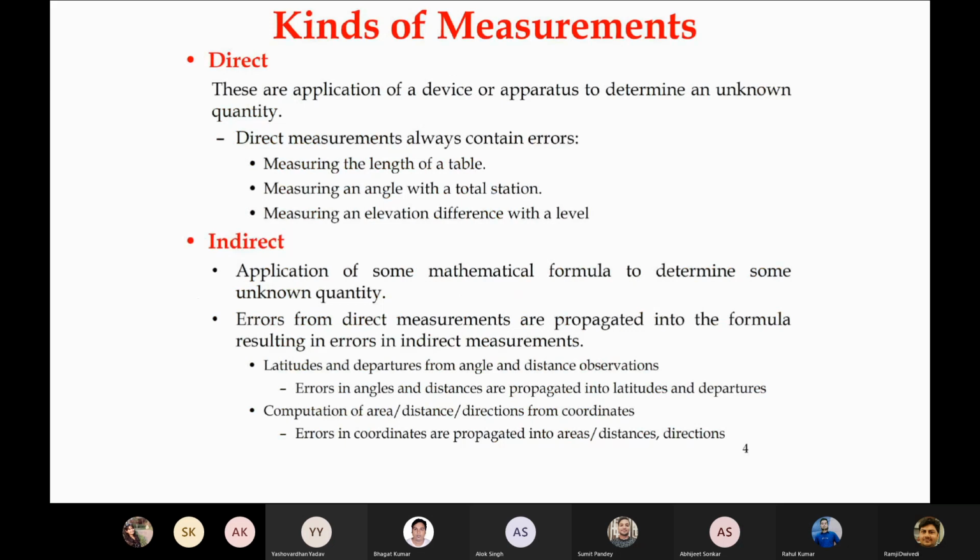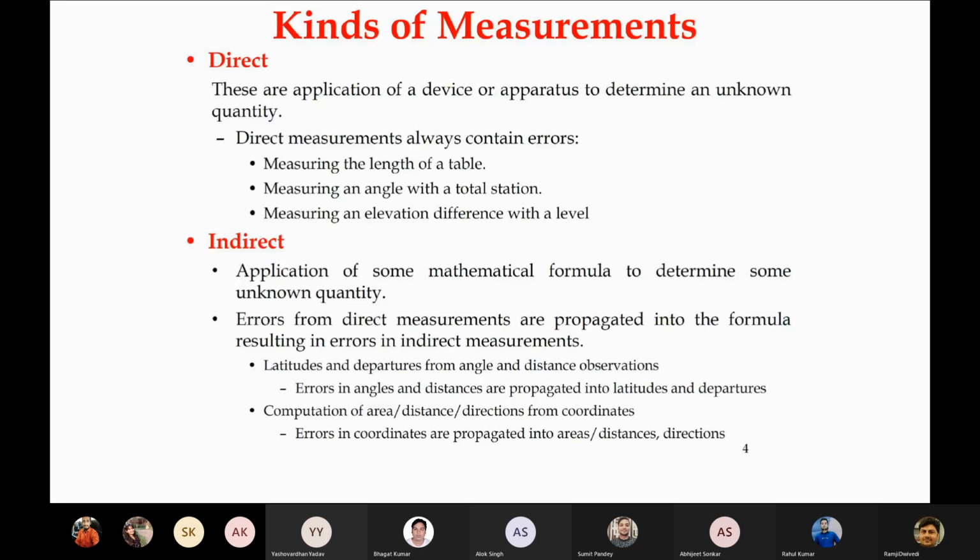So what kinds of measurements are there? There are two kinds of measurement. One is direct, another is indirect. Direct means application of a device or operator to determine an unknown quantity, suppose length and width, which are direct quantities. You go into the field and estimate directly with the help of a device. That device could be anything. Direct measurements always contain errors because each is an individual measurement. Examples are measuring the length of a table, measuring an angle with the total station, measuring an elevation difference with the level. All such measurements, be it length, angle, or elevation difference, are direct measurements because you have an instrument to measure them.